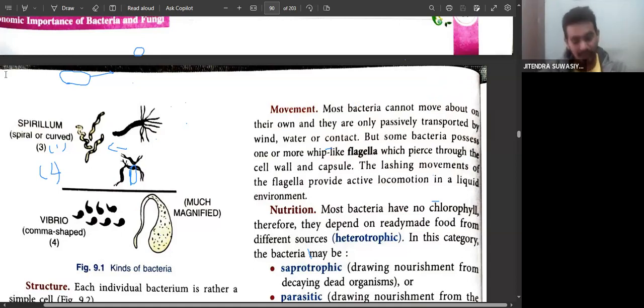Like how every organism needs food. Why do they need food? Because they have to survive. And how will they survive? They need energy. And from where will they get the energy?